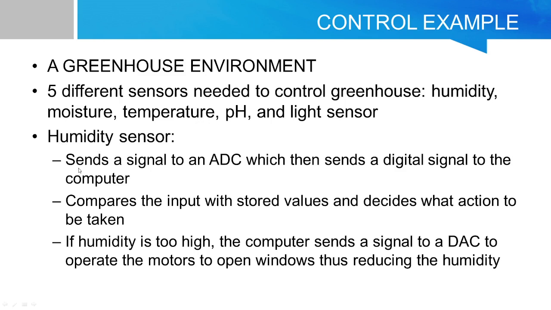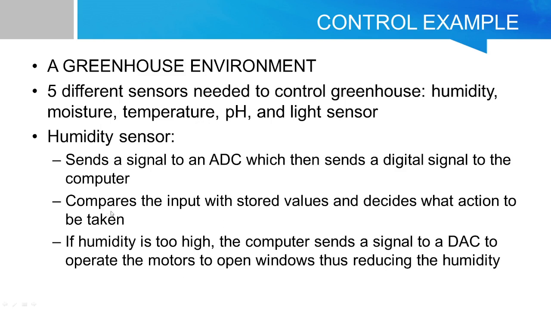The humidity sensor sends a signal to an ADC, an analog digital converter, which then sends a digital signal to the computer, and then it compares the input with the stored value and decides what action to be taken. Meaning that the stored value is the preset value. Let's say, for example, if humidity is too high, the computer sends a signal to a digital analog converter, DAC, to operate the motor to open windows, thus reducing the humidity.